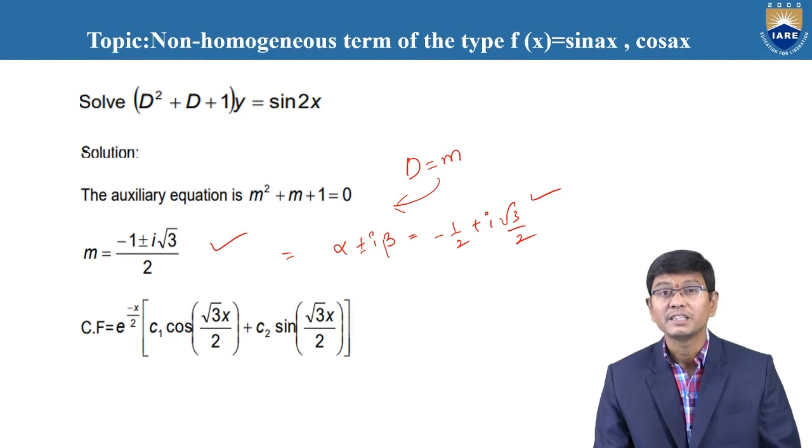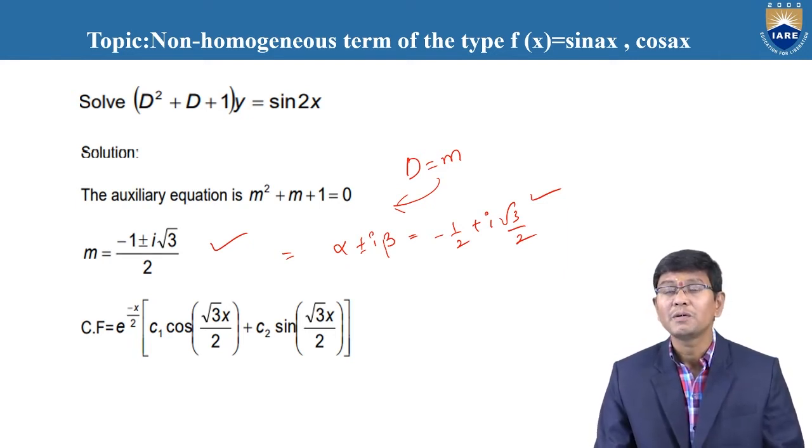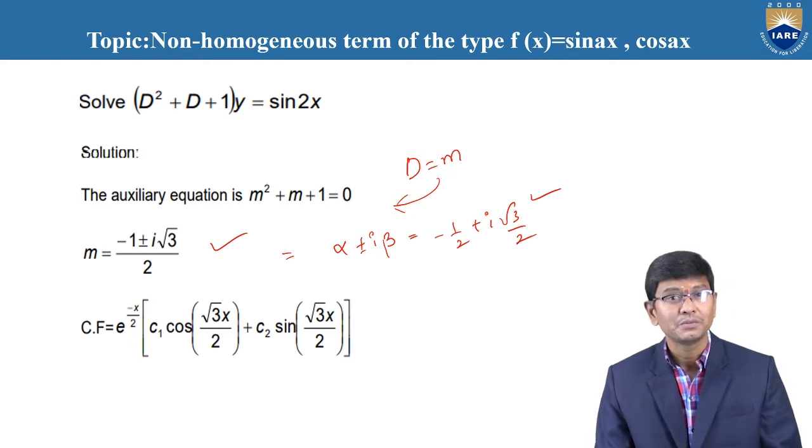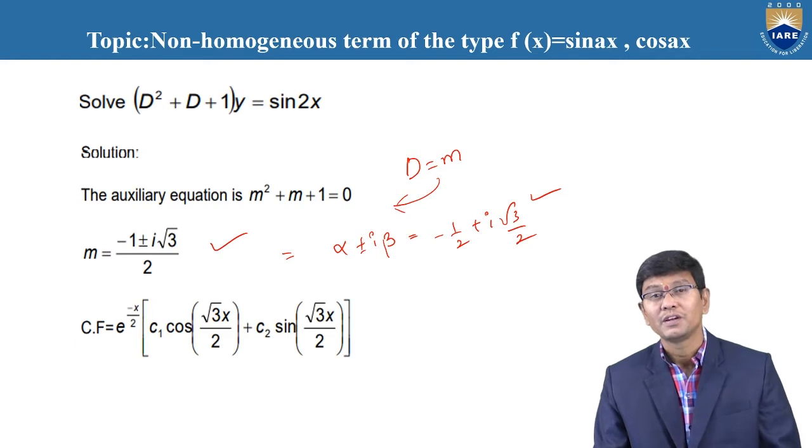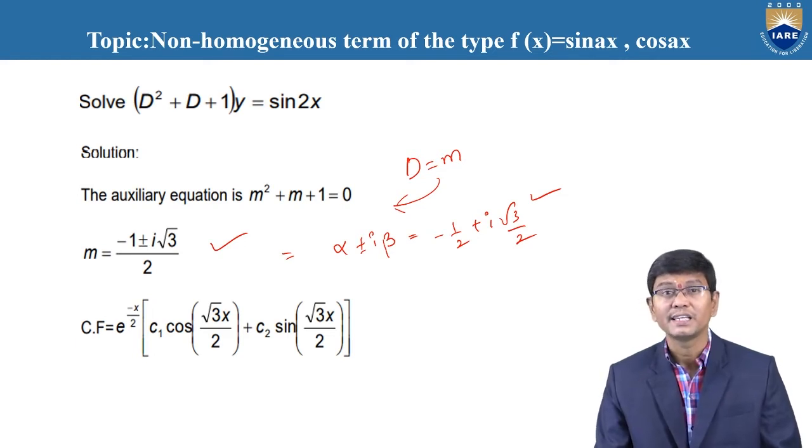Now, we need to write with the help of the real part, minus 1 by 2, that is e power alpha x, which is e power minus x by 2. With the help of the imaginary part, root 3 by 2, you need to write c1 into cos root 3 by 2 into x plus c2 into sin root 3 by 2 x.